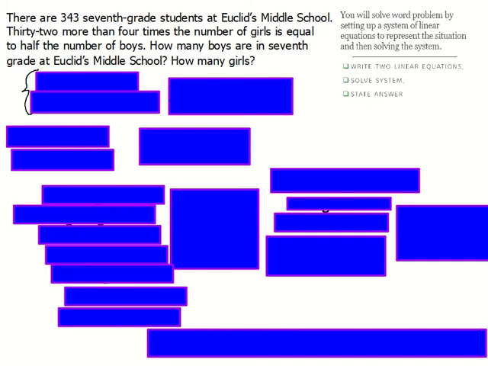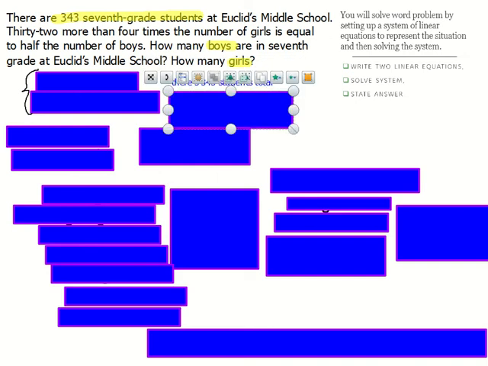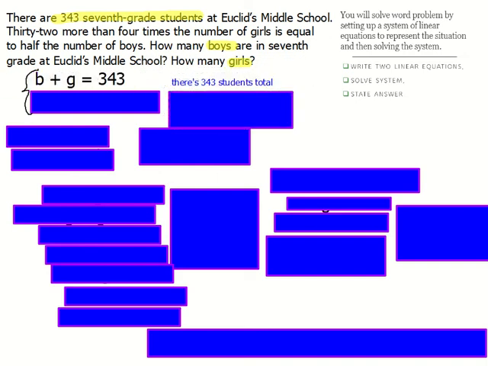So our variables are the boys and the girls, because it wants to know how many of each there are. In the first sentence, it tells us how many total students are in 7th grade, 343. So what I could do here is, for my first equation, I can total the boys and the girls and set it equal to 343.